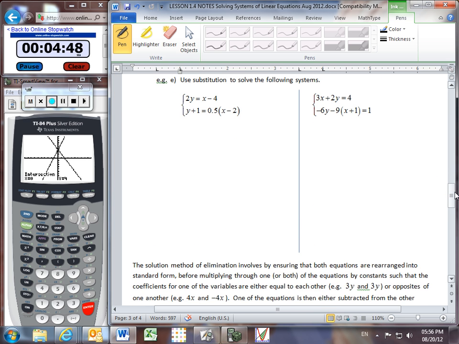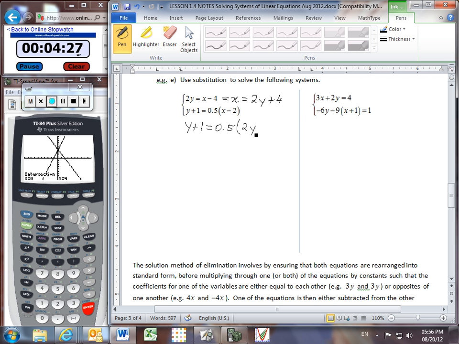Okay, a couple more systems to solve by substitution. It looks to me like it might be easiest to get the x alone in the first equation. X is going to be equal to... the negative 4 comes across and becomes a positive 4. So let's substitute that in the second equation, y plus 1, 0.5.